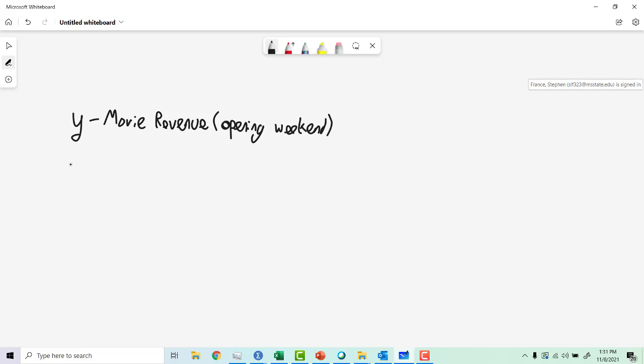And for this, we need an independent variable, which is our X. And this is going to be the social media buzz, which is going to be the tweet rate per hour.